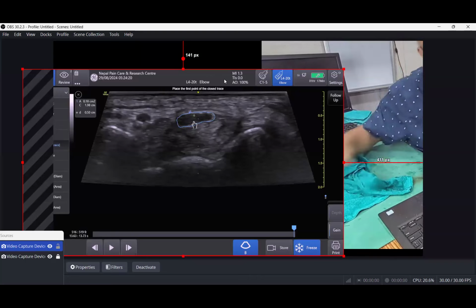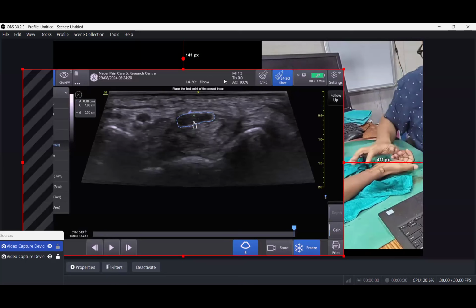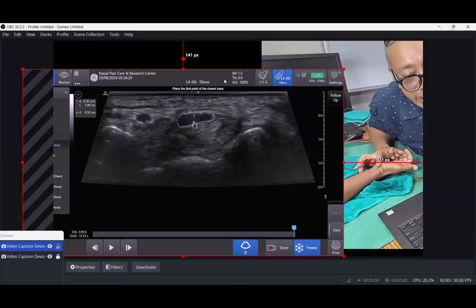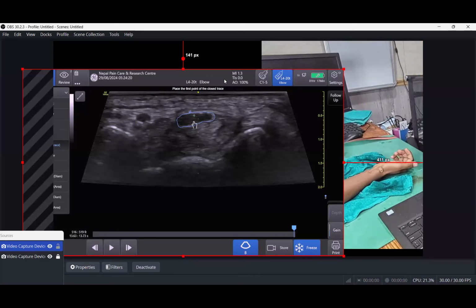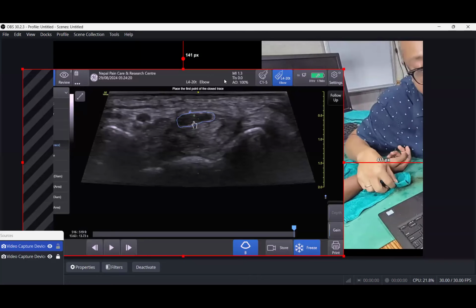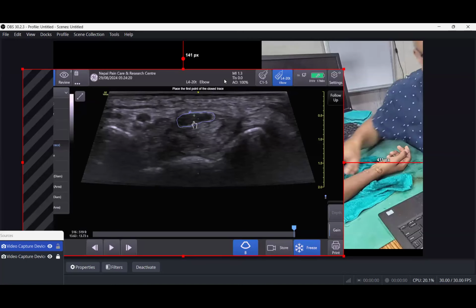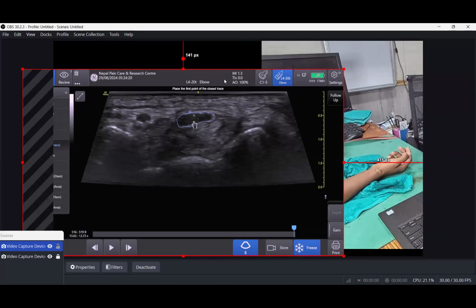So these are the two methods of identifying the median nerve and measuring the cross-section area of the median nerve. If the value is more than 10, it is basically diagnostic. And if the value is more than 15 millimeters square, then it is confirmatory for carpal tunnel syndrome.